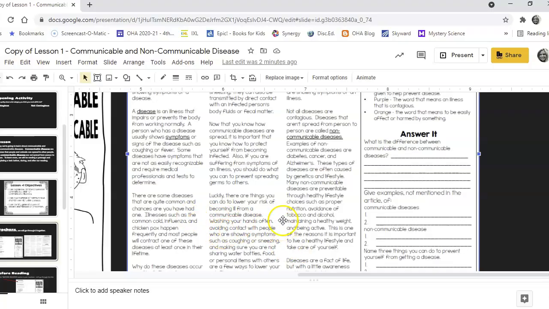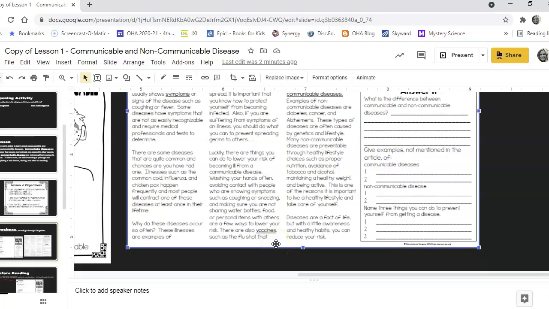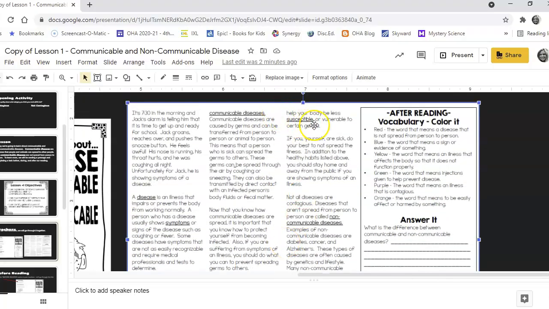Washing your hands often, there it is. Like I said, 2020 and 2021, we sure know that, don't we? Avoiding contact with people who are showing symptoms such as coughing or sneezing, and making sure you are not sharing water bottles, food, or personal items with others are a few ways to lower your risk. There are also vaccines, such as the flu shot, that help your body be less susceptible or vulnerable to certain germs. If you yourself are sick, do your best to not spread the illness.